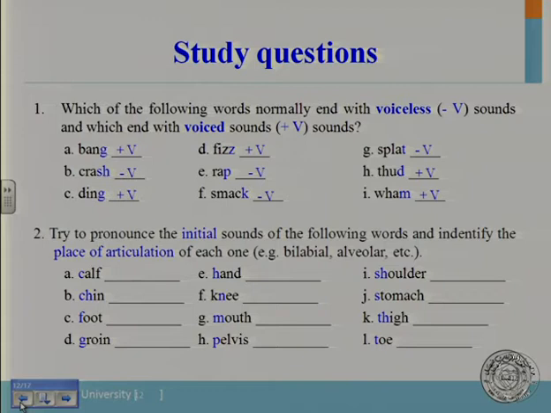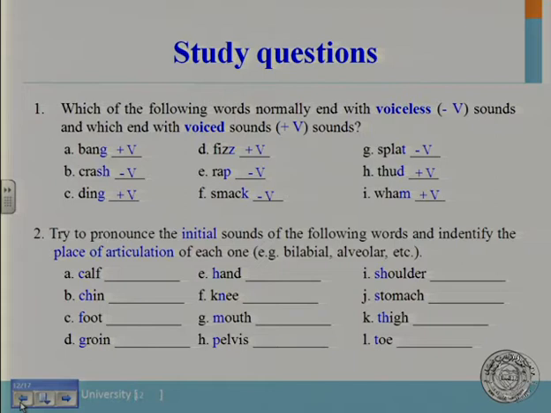Now, question number 2. Try to pronounce the initial sounds of the following words, the first part of the following words, and identify the place of articulation of each one. What do you mean by the place of articulation? The location, as in bilabial, alveolar, and so on. Now the first one is cough. We need the place of the sound k.